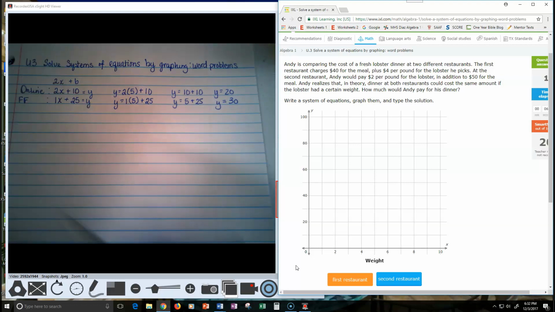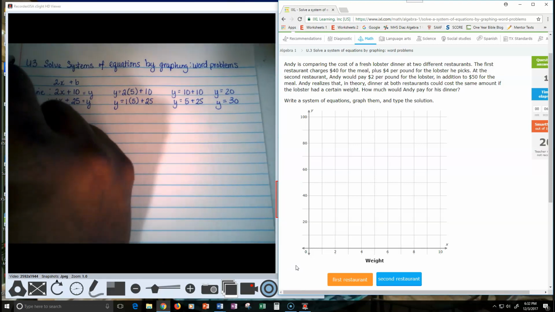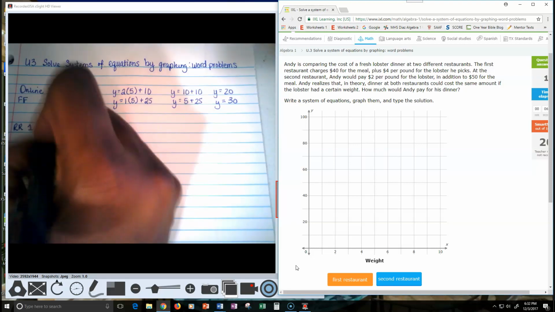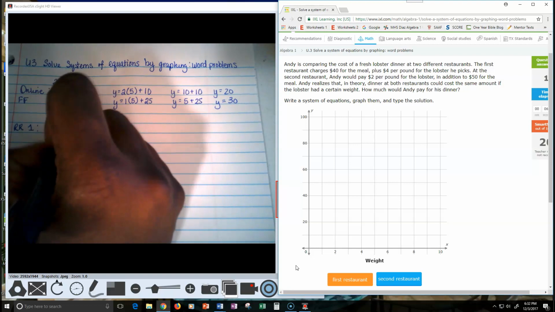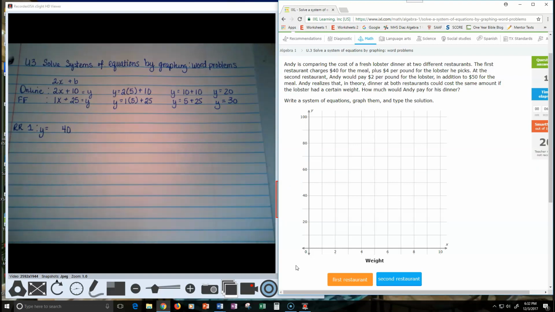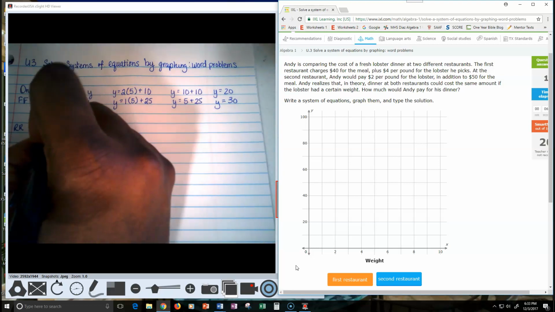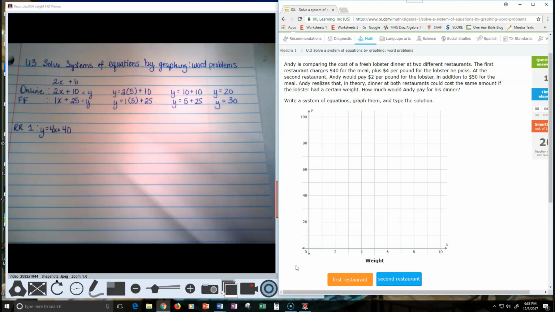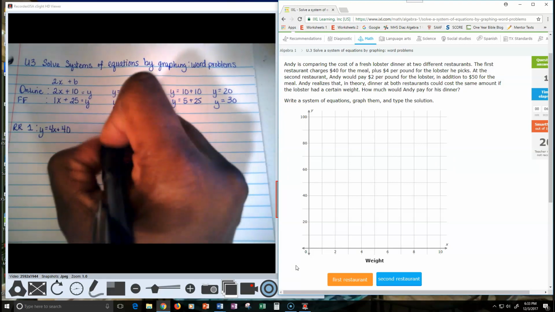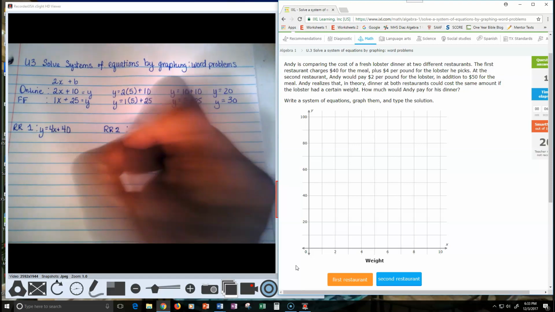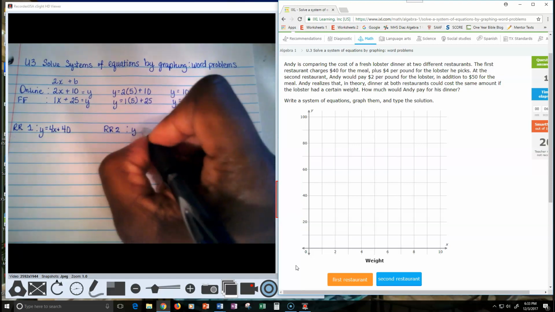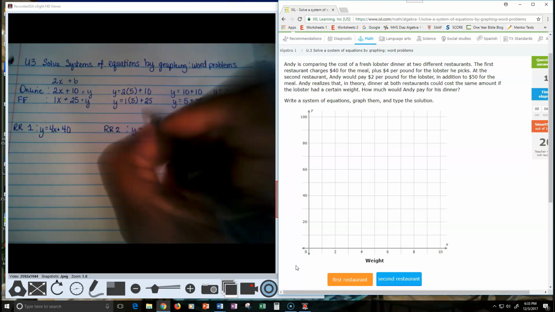All right, so restaurant 1, we've got $40 for the meal. The total cost is equal to the first $40 that we pay plus the $4 per pound for the lobster. Restaurant 2, let me put this one here. Restaurant 2, however, is $50 for the meal and $2 per pound.